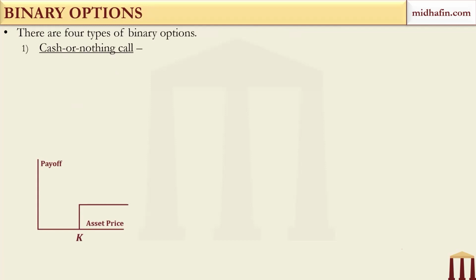Okay, so let's say the underlying is a stock, to keep it simple, and the strike price is defined at 50. In a cash or nothing call, what happens if the asset price goes beyond 50? You will receive a fixed cash amount. Fixed cash, it will not vary. That is called a cash or nothing call if the asset price goes beyond this level.